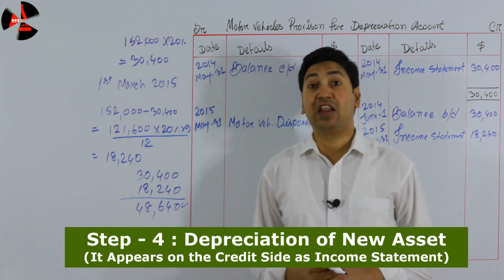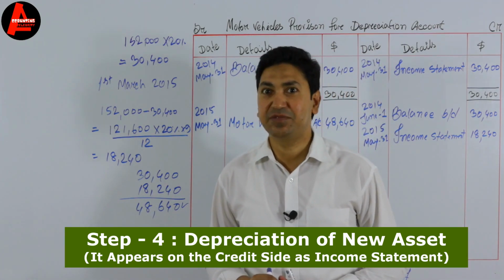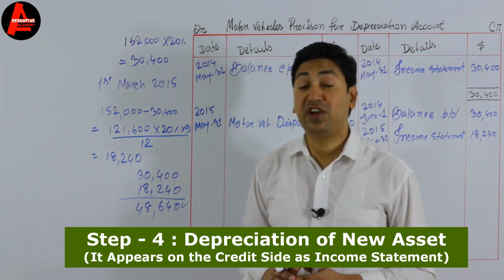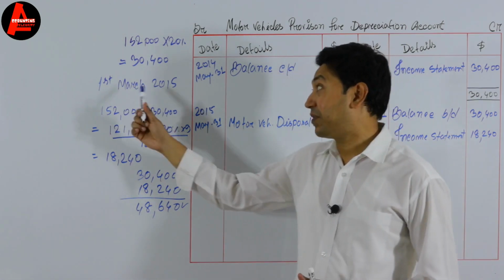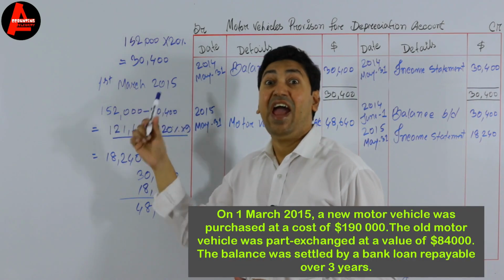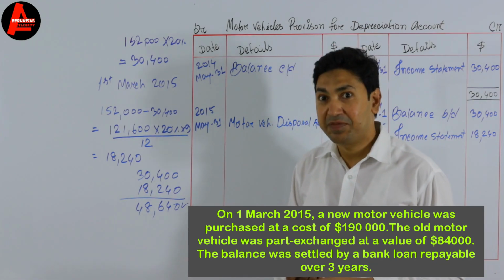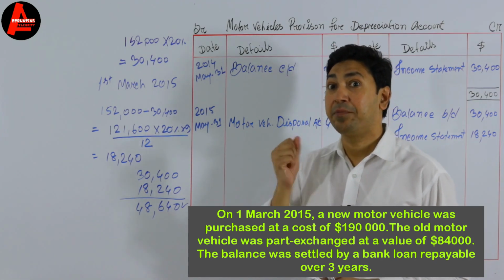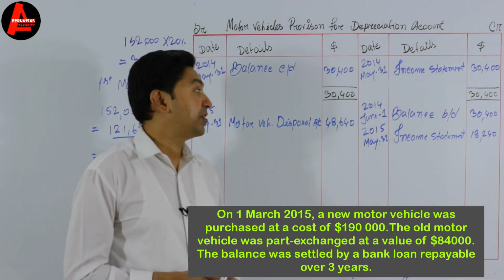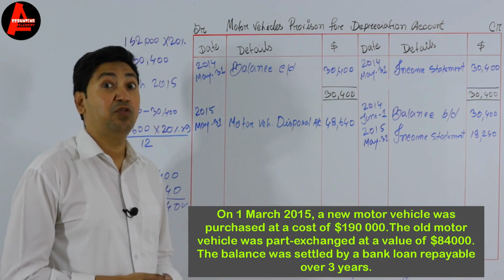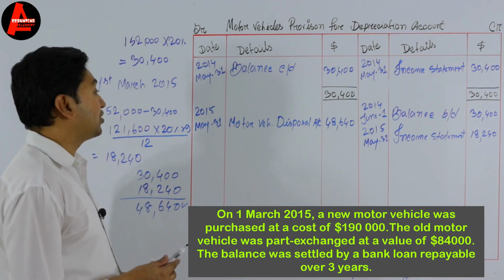And step 4. Now we have to calculate depreciation for the new motor vehicle, okay, which is purchased for $190,000. Now my question, how many months was the new asset in the business? It is purchased on 1st March 2015, and our financial year ends on 31st May 2015, right? So March to May, March, April, May. So 3 months. So now we have to calculate depreciation for this new asset, and we'll transfer this depreciation to the income statement, okay?